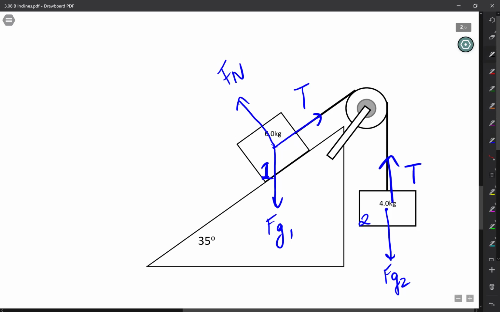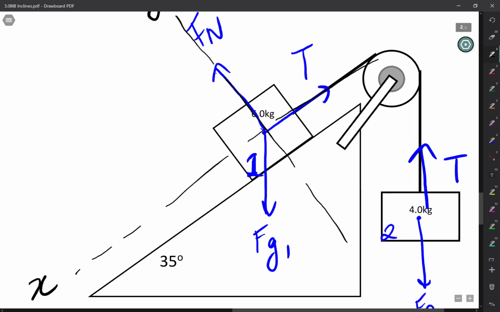Next up, we will need to look at the direction of acceleration, which is up this incline and then down on this side with the pulley. Now, because we're dealing with an incline, we're going to have to adjust our axes for the first mass, a 6 kilogram mass. I'm going to look at up along the incline as my x-axis and perpendicular to my x-axis being the y-axis. Next up, I'm going to resolve Fg1 into its components.